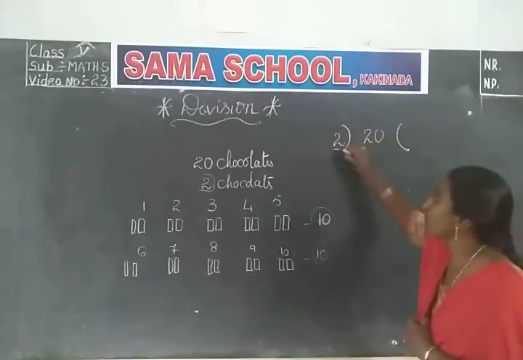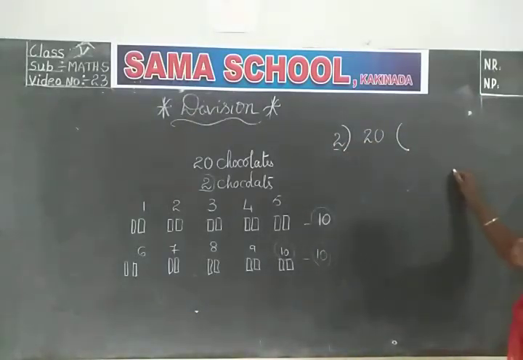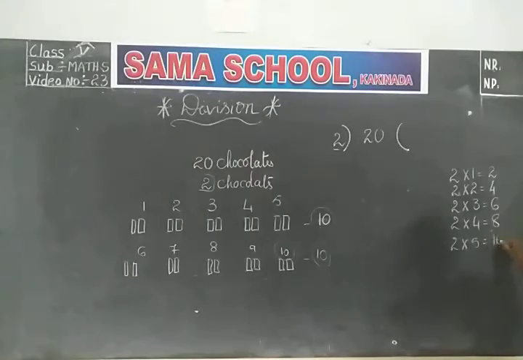So for that we have to recollect the 2 table. Do you know the 2 table? 2 ones are 2, 2 twos are 4, 2 threes are 6, 2 fours are 8, 2 fives are 10, 2 sixes are 12, 2 sevens are 14, 2 eights are 16, and 2 nines are 18. Do you know, children, how to do division?